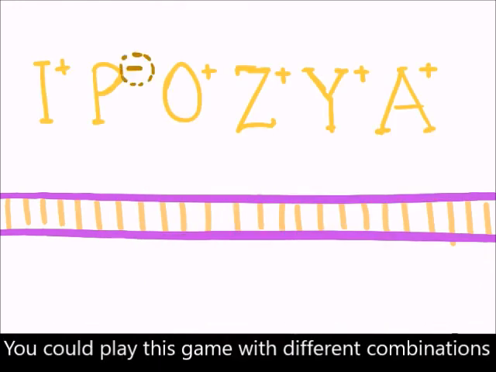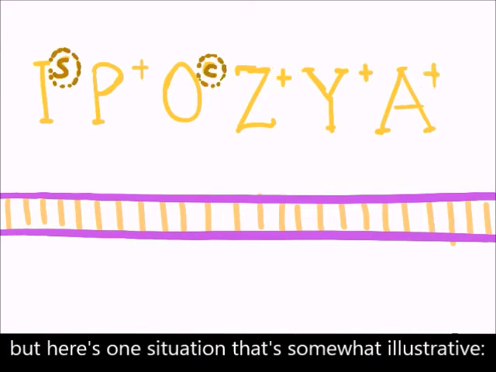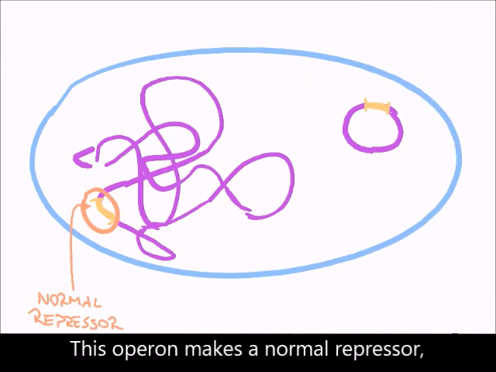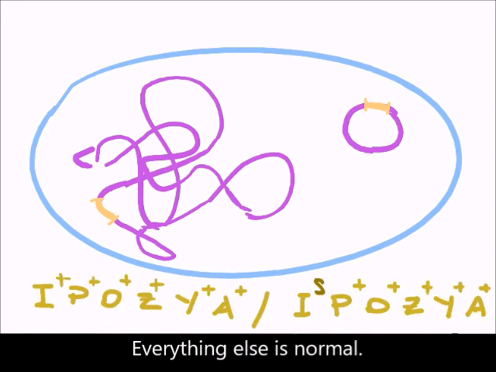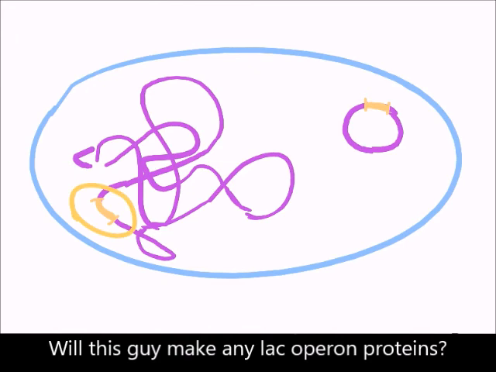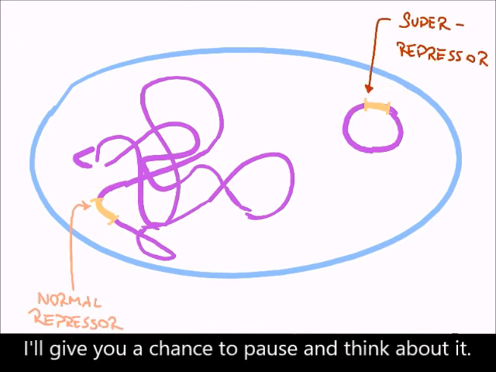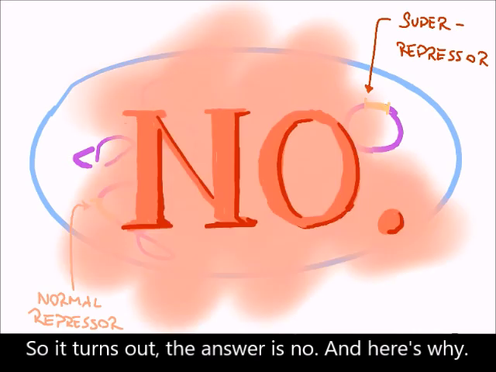You could play this game with different combinations of mutations on each of our two operons, but here's one situation that's somewhat illustrative. This operon makes a normal repressor, and this one makes a super repressor. Everything else is normal. Will this guy make any Lac Operon proteins? How about this one? I'll give you a chance to pause and think about it. Okay, time's up. So it turns out the answer is no.